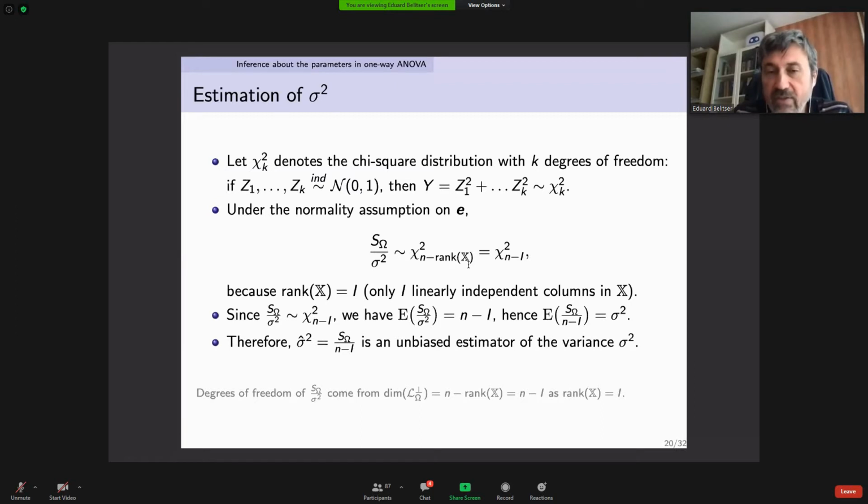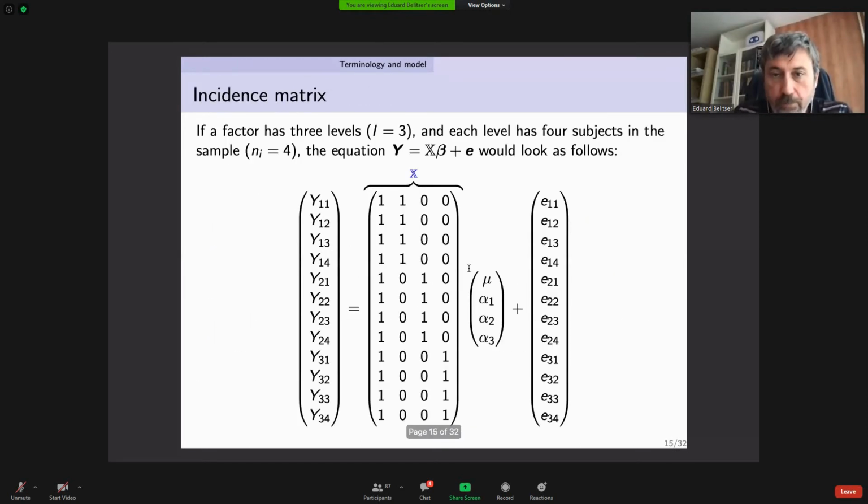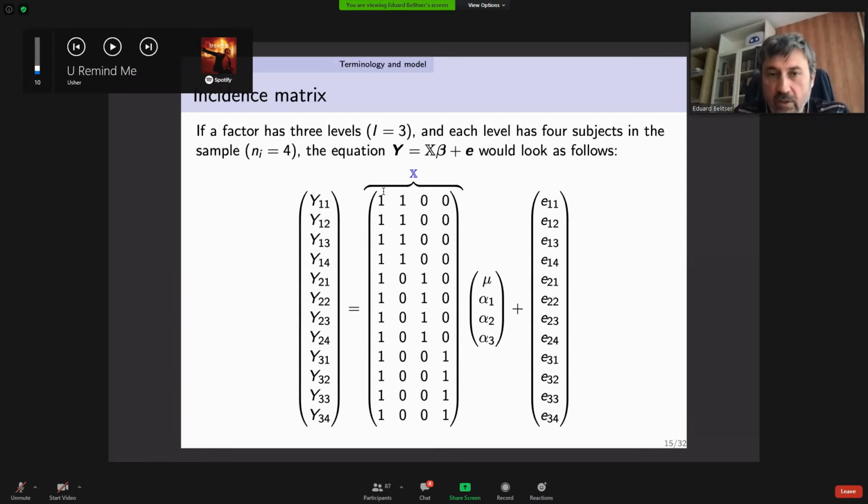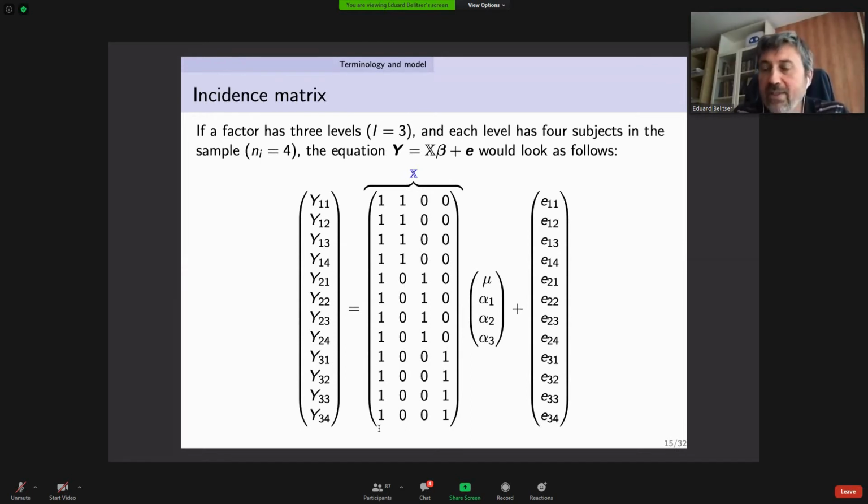What is the rank of X? This is the number of linearly independent columns. Let's go to our example. How many linearly independent columns are here? We have I equal to 3. If we add this plus this plus this, we get this column, so at least one column is linearly dependent. Throw that away, and then you see that all the others form a basis, even an orthogonal one.